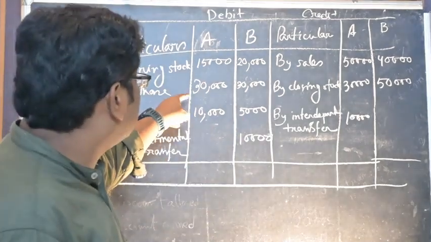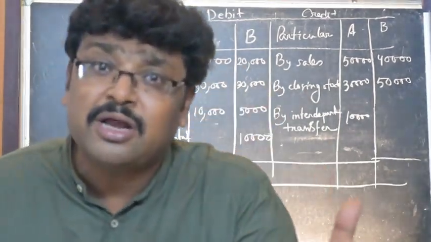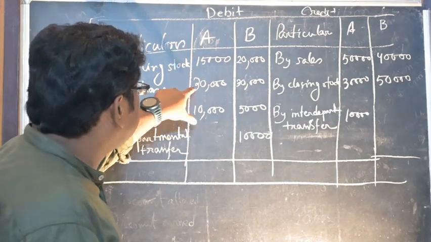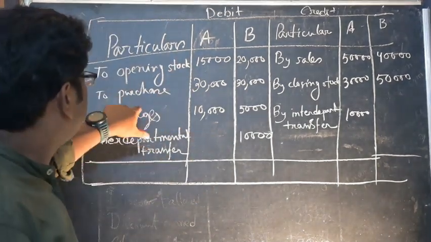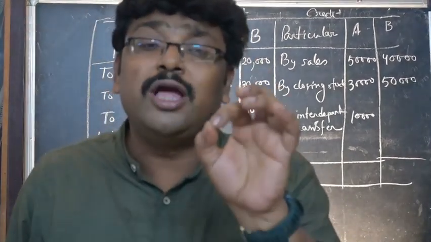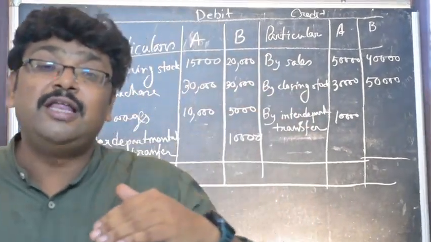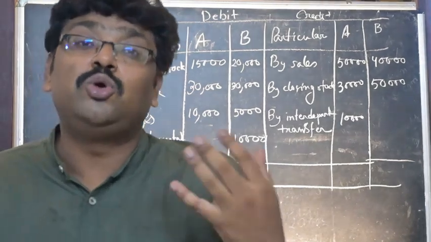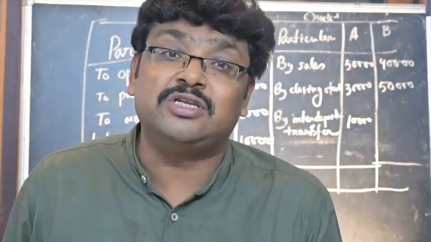And so the 30,000 for department A is in the debit account. I have put it in the debit account, and for department B 30,000 also I have put in the debit account, because if there is an increase in the purchase, it should be considered as a debit.